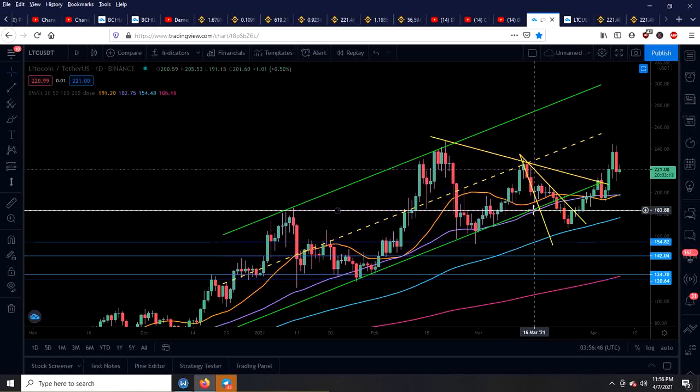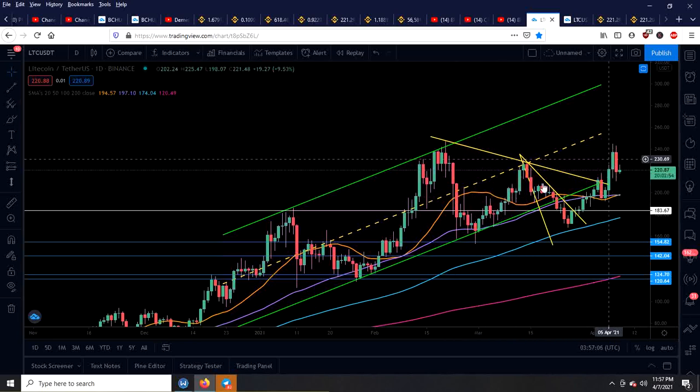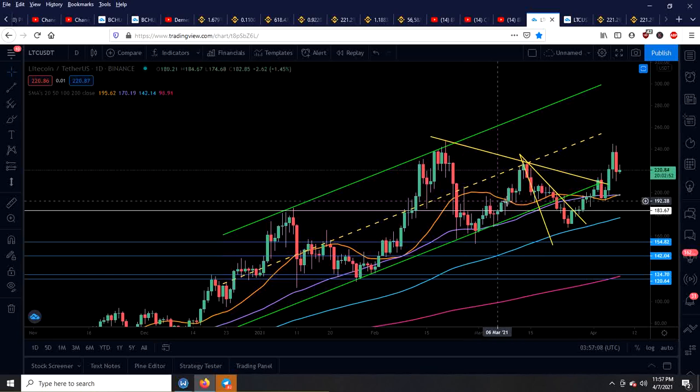Okay, the 20 is at 198.14 and the 50 at 197.53. Now, I want you to take notice here. This is when we started talking about the triangle and all this good stuff, and see what's happening here. And then we started flattening. This was really a consolidation period, guys, to go higher, right? So you can see how we flattened out here.